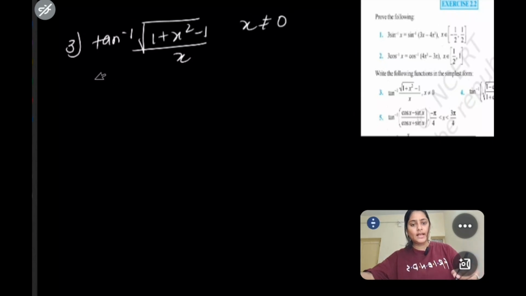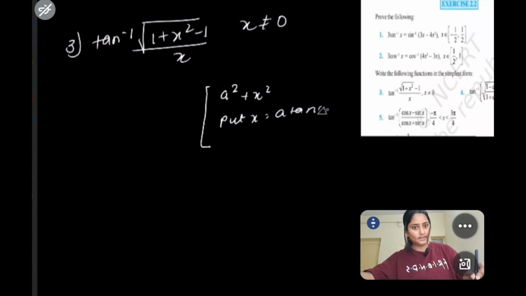So this is the question, and you have to remember this one formula: if anything is given as a square plus x square, then put x equals a tan theta or a cot theta. The list of these important formulas, or value-putting substitutions, I will add into the description. You can check there. As of now just use this.